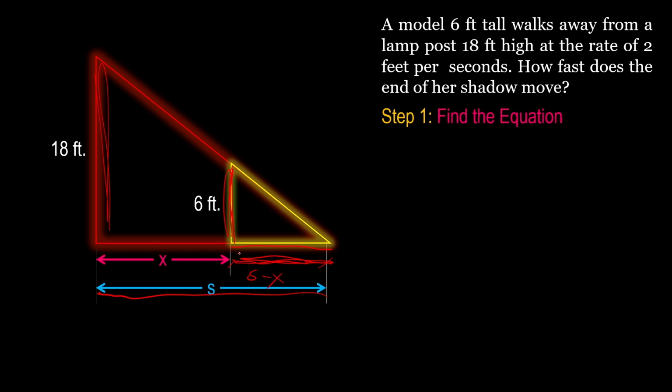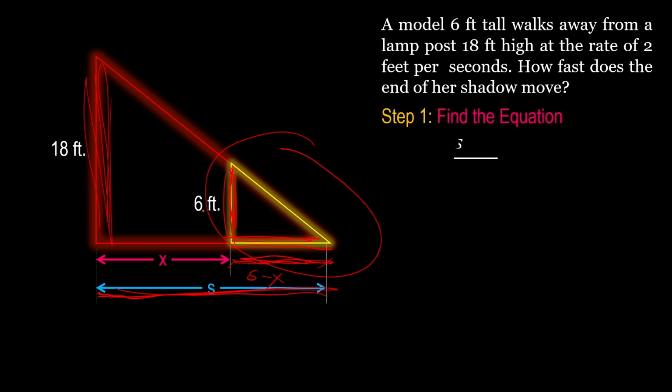So, let's use just this triangle first, the small triangle. This distance over this distance is equal to the large triangle's this distance over this distance. Yeah, so we'll be using ratio and proportion.